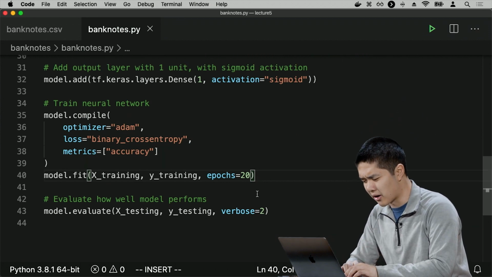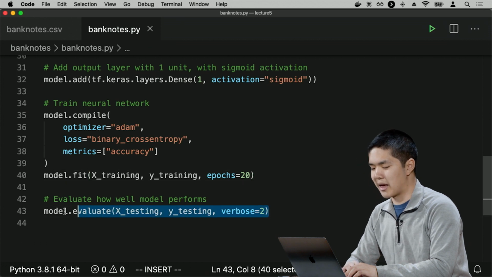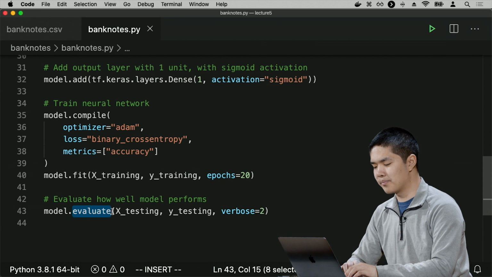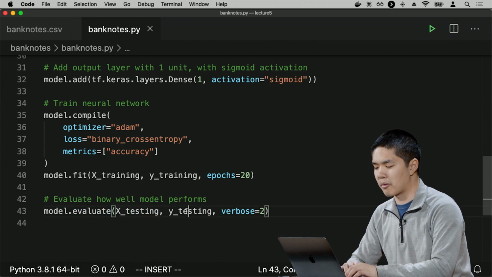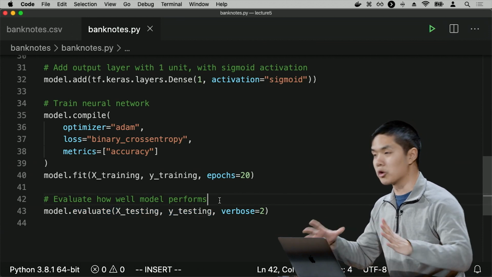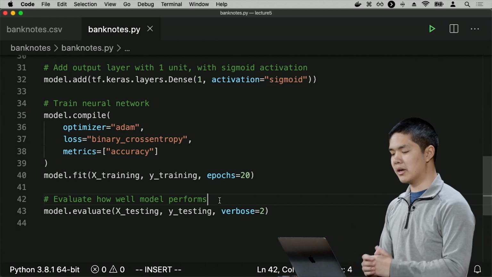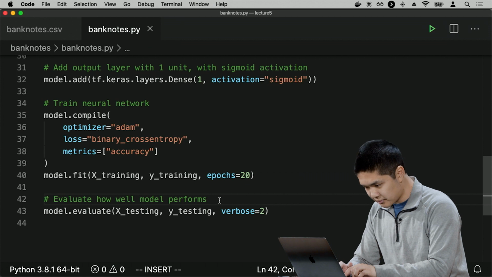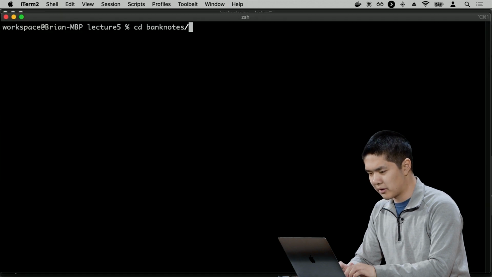But after I fitted on all the data, I'll go ahead and test it. I'll evaluate my model using model.evaluate, built into TensorFlow, which is just going to tell me how well I perform on the testing data. Ultimately, this is just going to give me some numbers that tell me how well we did in this particular case. So now what I'm going to do is go into banknotes and run banknotes.py.